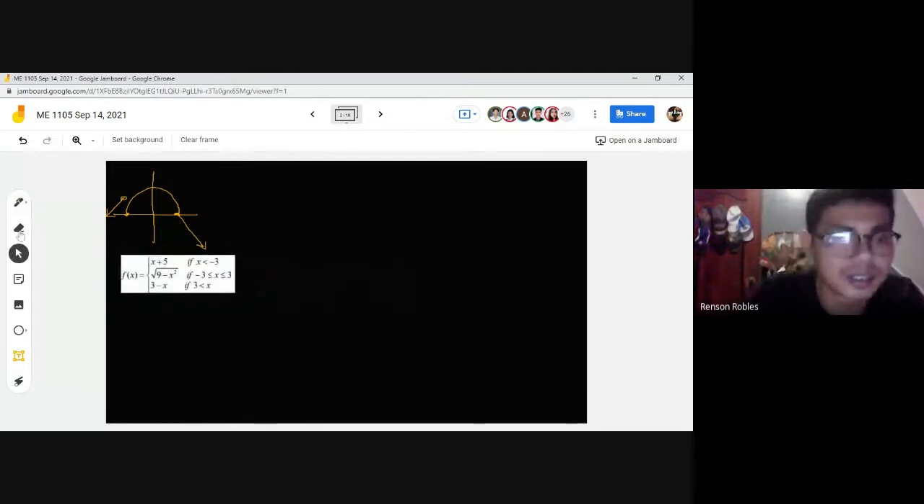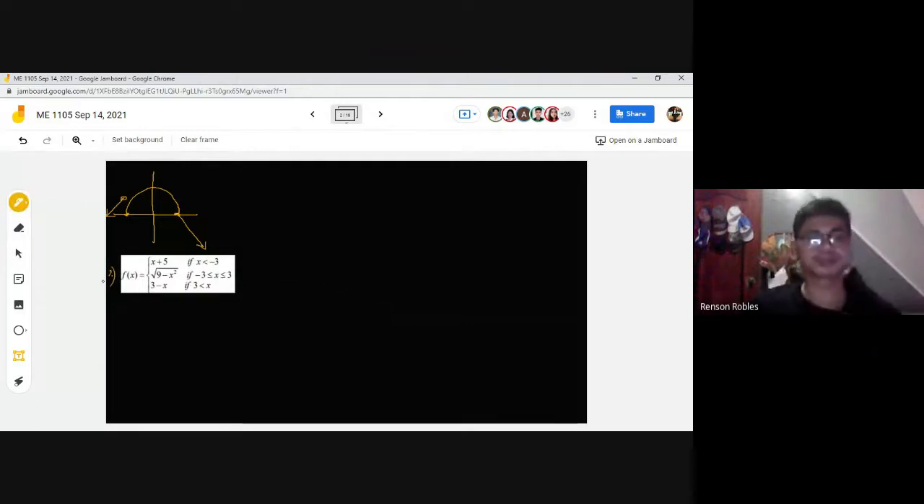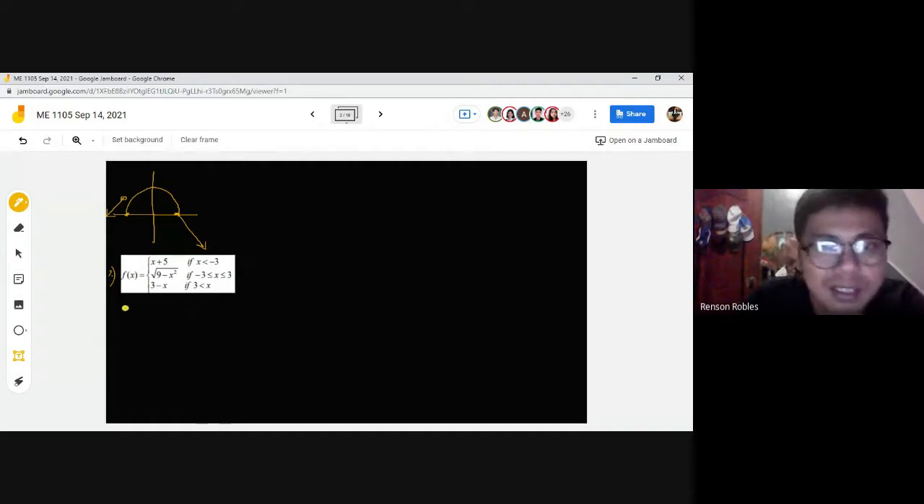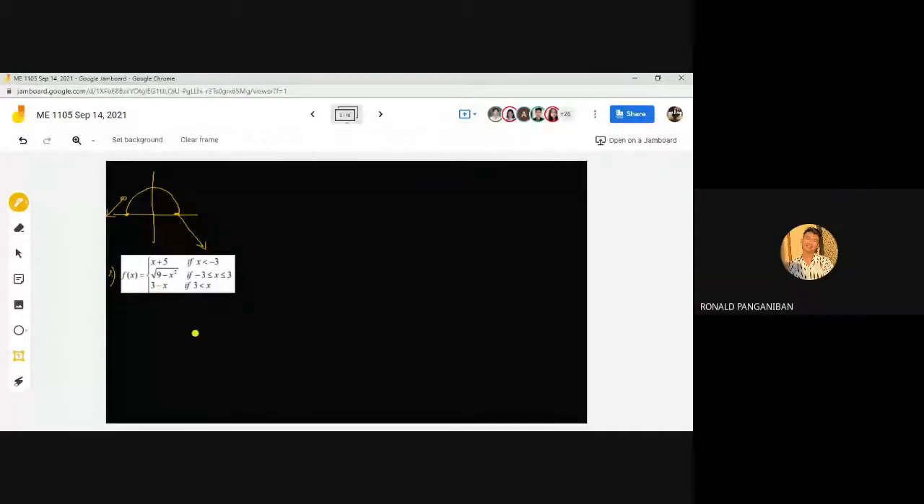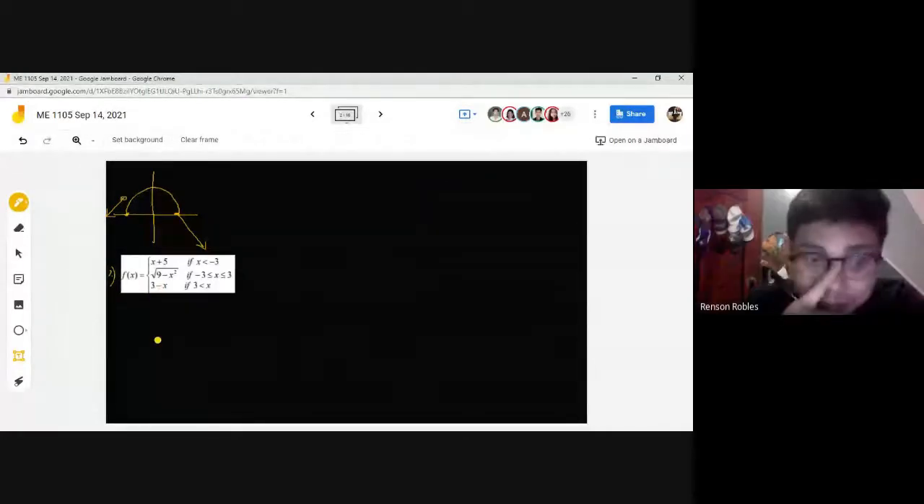Number 2. So determine the continuity of this function. On our previous example, we have shown that this function is what? At what value of x will the limit of this function not exist? At x equals -3.